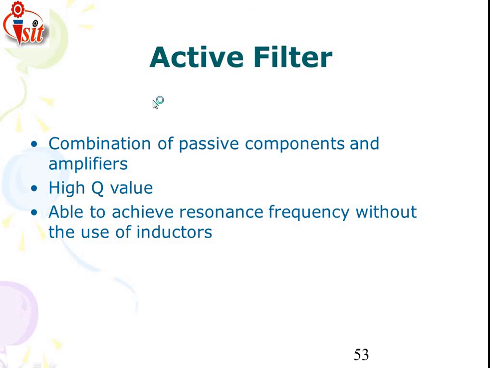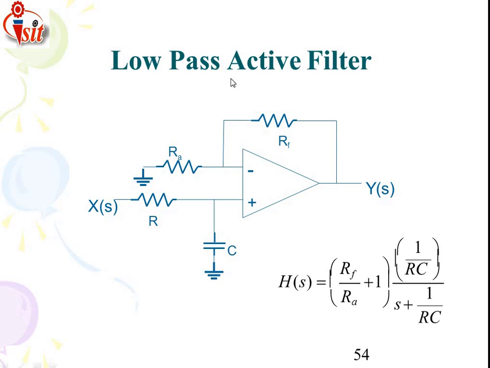Then the active filters are designed as a combination of passive components and amplifiers. For active filters, one of the important qualities we observe is a high Q value, which is able to achieve the resonance frequency without the use of inductors. Then for the low pass active filter, it passes the low frequency signal and blocks the high frequency signal.